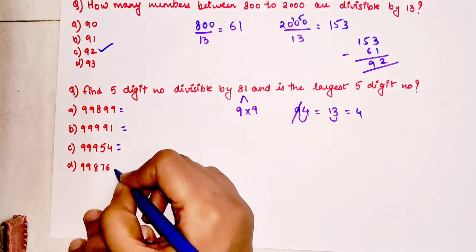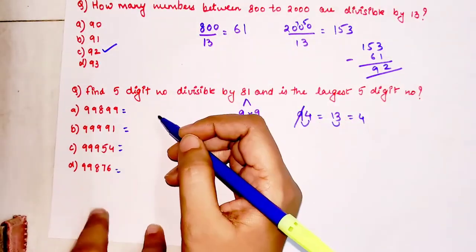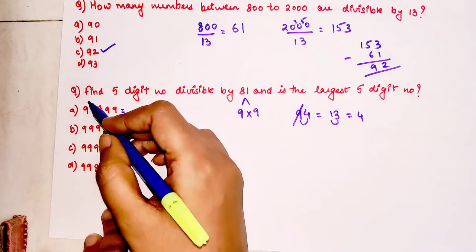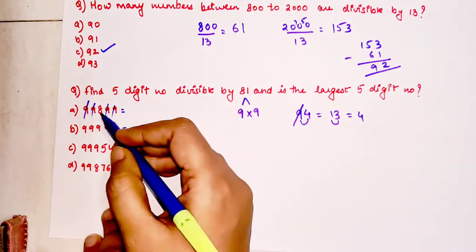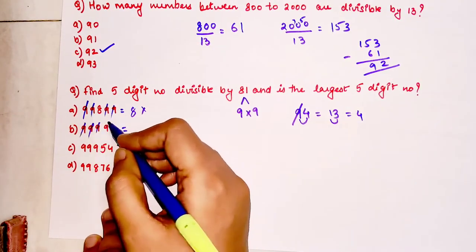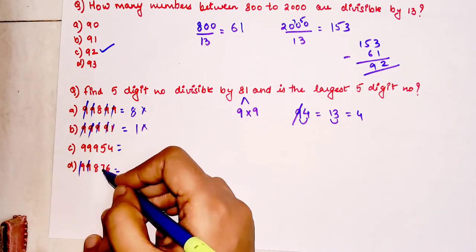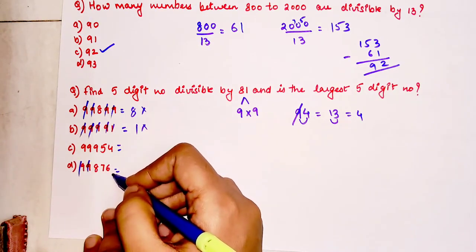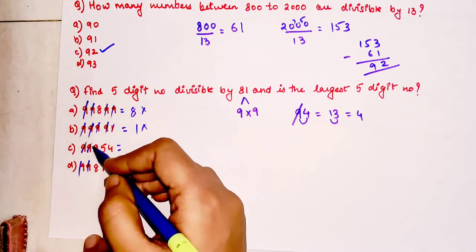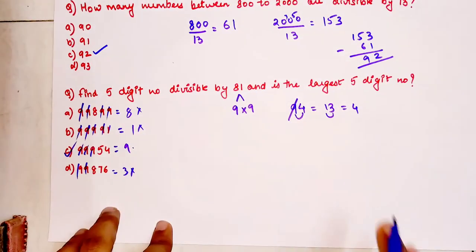In order for any of these numbers to be divisible by 81, the sum has to be 9. So this will cancel, this will cancel, this will cancel, the sum is 8. So this is gone. This is cancel, sum is 1, this is also gone. Cancel, 8 plus 7 gets you how much? 15 plus 6 gets you 21, sum is 3, this is cancelled. Cancel, 5 plus 4 gets you 9. So out of all of these options, only option C is correct.